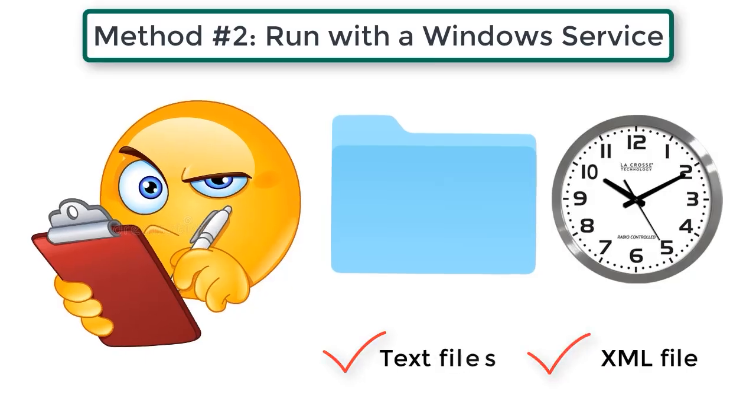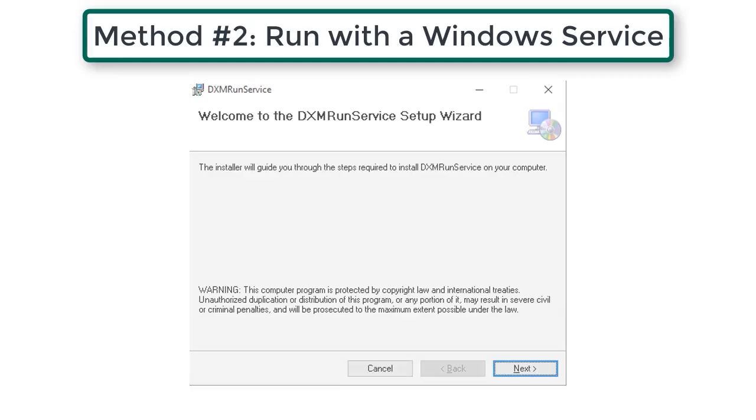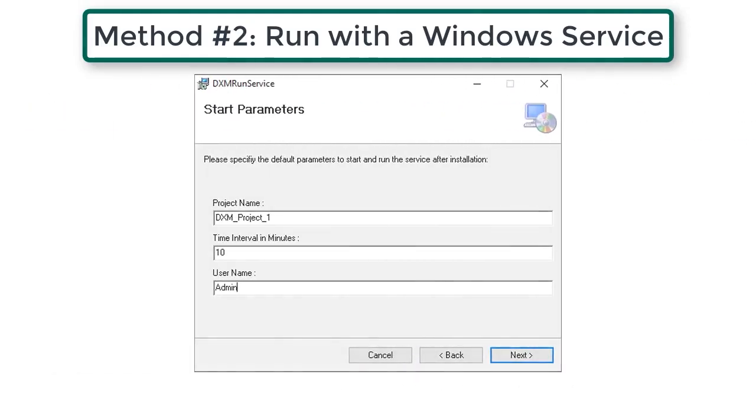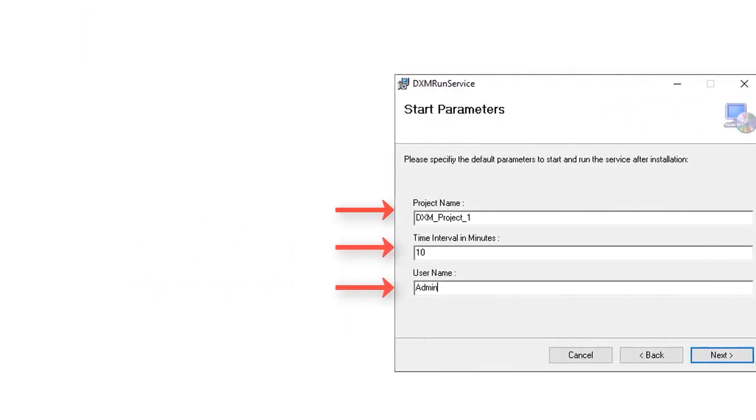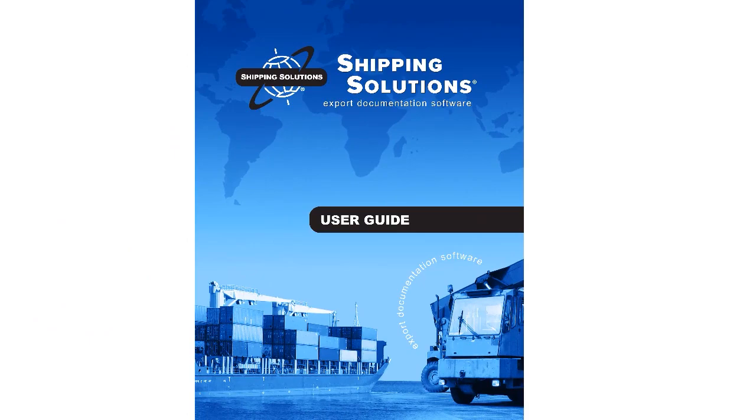To start the Windows service, open the Setup program. Specify your project name, how often you want the service to run, and which user account should be used to run the service. When you complete this setup wizard, the service will be running. See the Shipping Solutions User Guide for more information and for the path to the Windows Service Setup program.